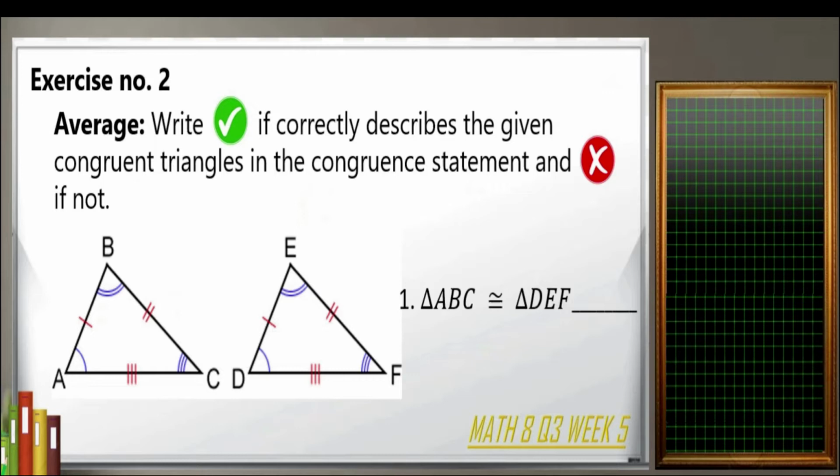Now let's have exercise number 2 for average. For this, write check mark if correctly describes the given congruent triangles in the congruency statement and cross mark if not. I will be giving you 15 seconds to write your answer. Your time starts now.